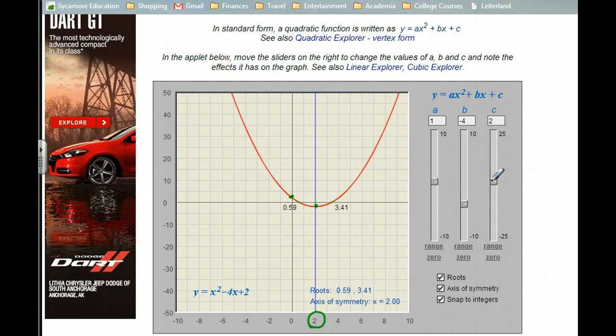Okay, so at this point, I only know 2 points. I know my vertex, I know it opens up, I know my y-intercept, but that's it. But look, since it's a line of symmetry, this is 1, 2 over here, so I know it's 1, 2 over here at the same height. Knowing this bit of information gives me a real basic idea of what my parabola looks like.